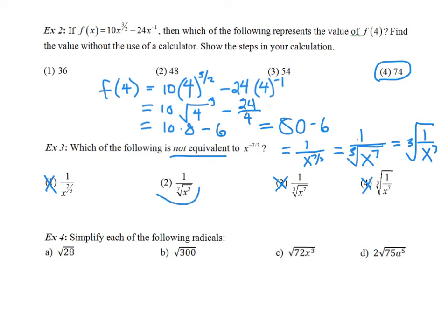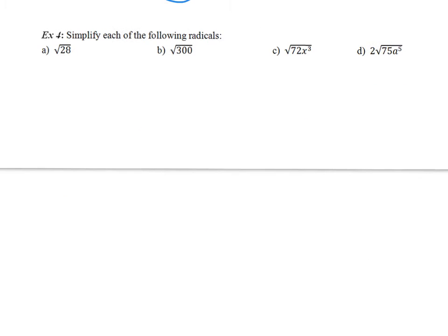Clearly, choice 2 is not equivalent because in exponential form, this one would be x to the negative 3/7, which is not equivalent to the given expression.